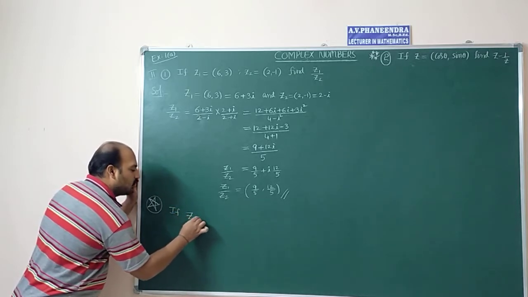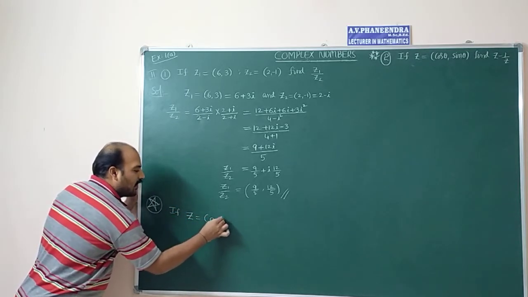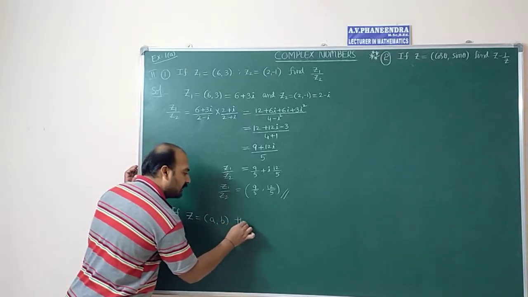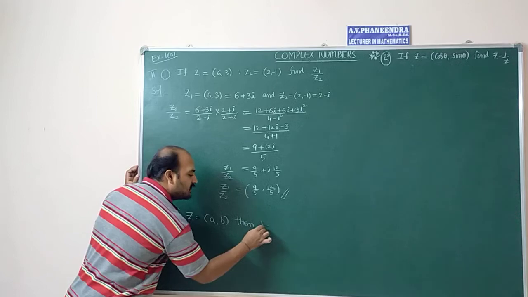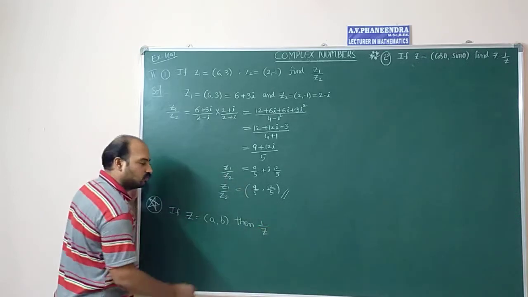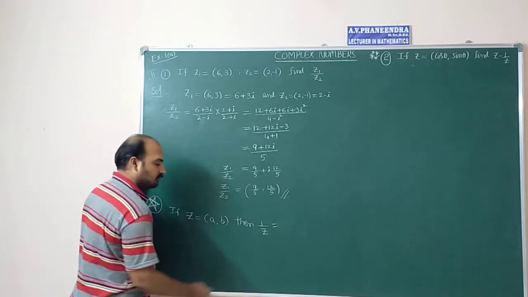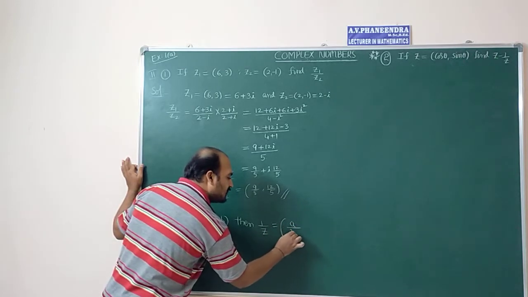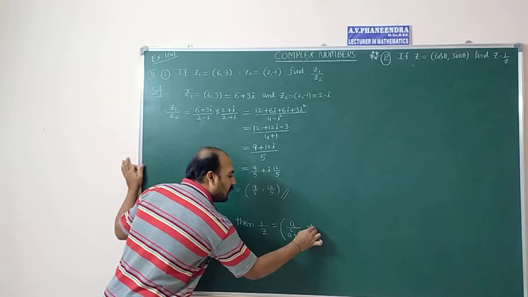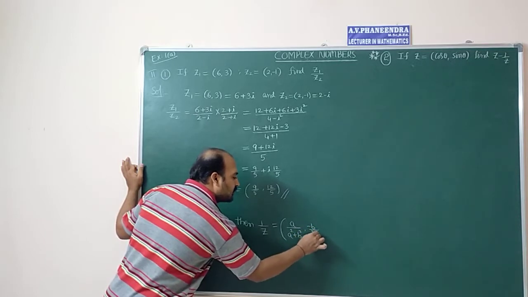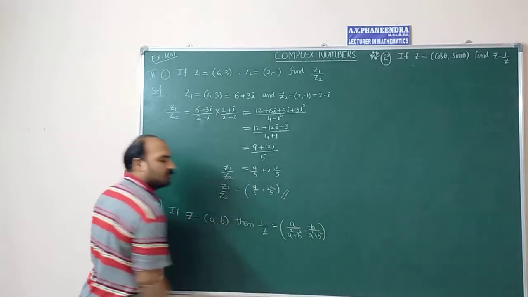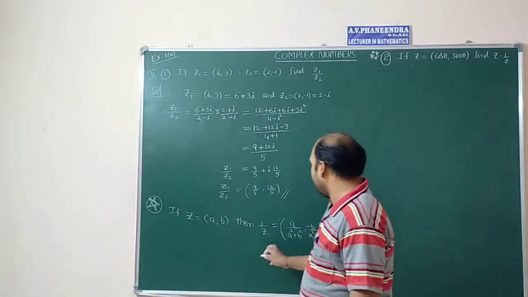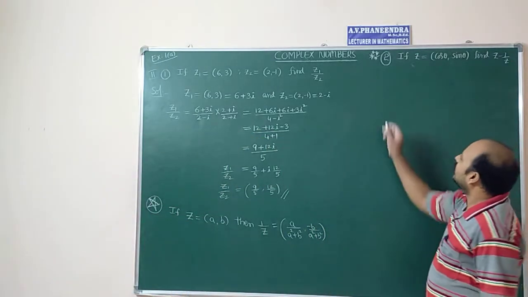If Z is equal to A comma B, then 1 by Z is equal to A by A square plus B square comma minus B by A square plus B square. You remember that. This procedure I am going to apply there. That is the reason here I am getting that. So come to this question.